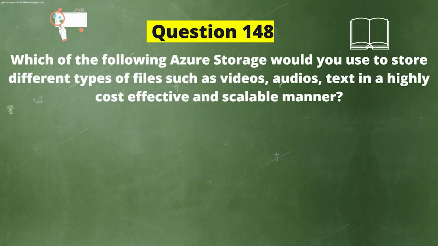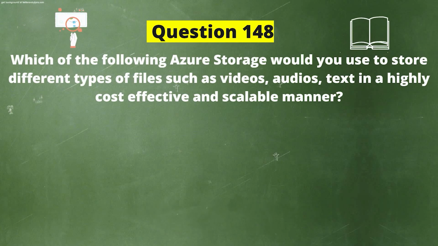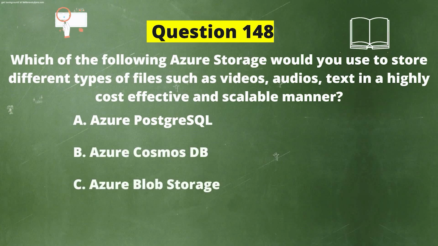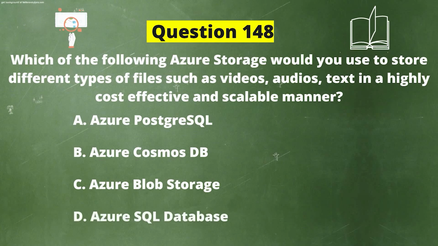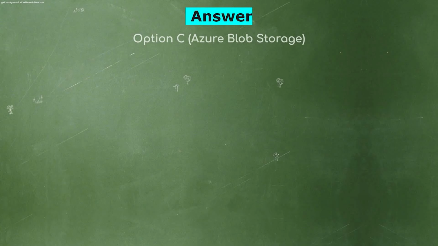Next question. Which of the following Azure storage would you use to store different types of files such as videos, audios, text in a highly cost-effective and scalable manner? Option A, Azure PostgreSQL. Option B, Azure Cosmos DB. Option C, Azure Blob Storage. Option D, Azure SQL Database. And the correct answer is option C, Azure Blob Storage.